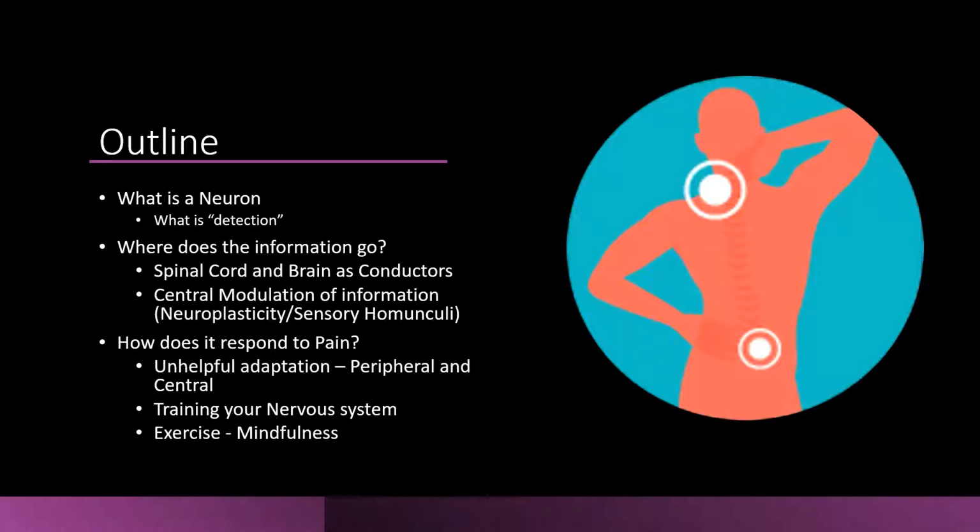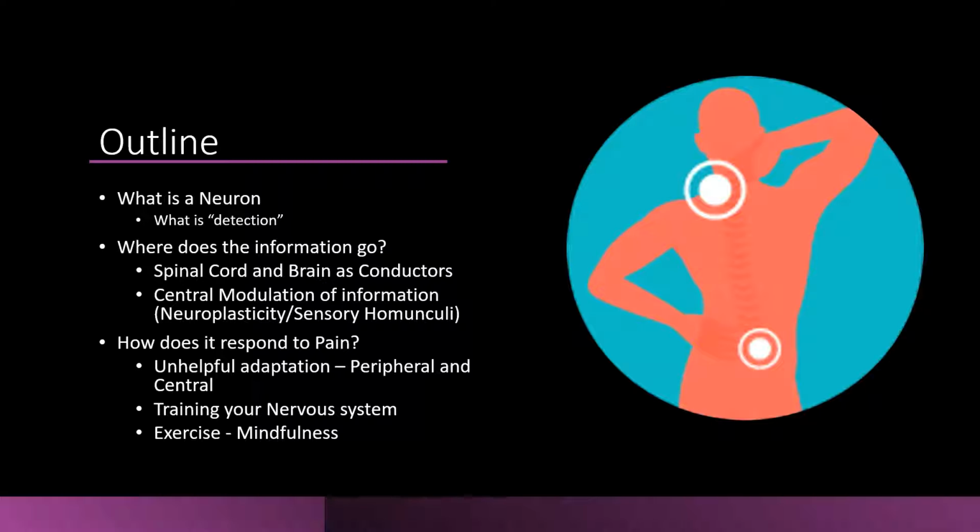We're going to talk about what a neuron is and what detection really means at the very small cellular level. The neuron itself is an important structure that we need to understand in order to contextualize the nervous system in general. We're then going to touch on where this information goes, the stuff detected by those receptors we talked about last week, and how that information is conducted through neurons to our spinal cord and our brain. We're also going to touch on central modulation of information, neuroplasticity, and this concept called the sensory homunculus, which is a little bit of a weird one. We'll elaborate on it and how it relates to this whole paradigm.